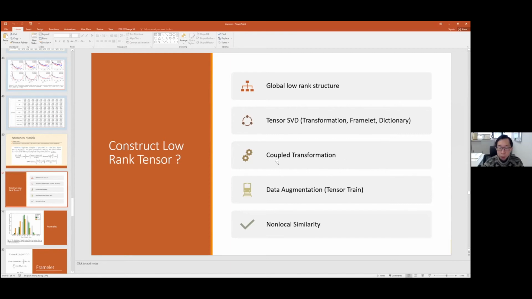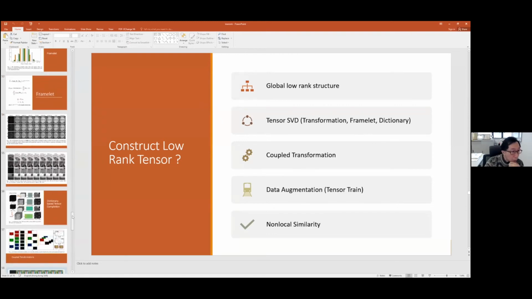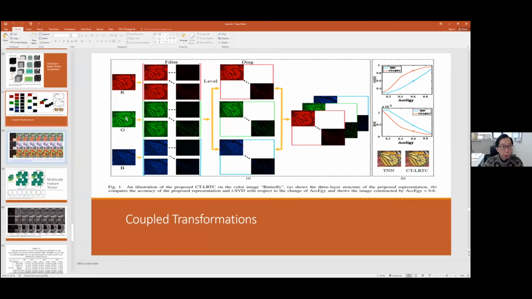You can also use a coupled transformation, because in the tensor SVD you only consider the convolution, but you can also consider a coupled transformation. I think I skip. Yeah, here. For example, for RGB images we can use a different filter to transform the spatial domain, and after that further explore the tubes on the filtered values. I call this coupled transformation. In some sense, it is another way to further discover the low dimensional structure.